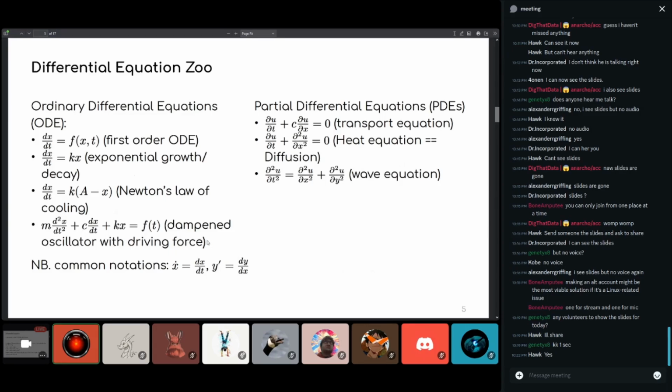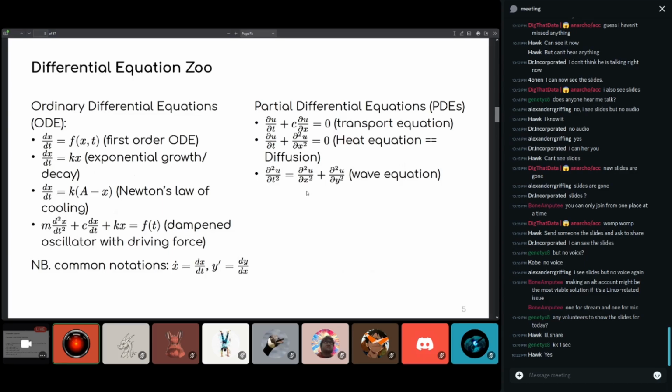So if you have this dx over dt term, you're no longer going to have a perfect cycle. You're still going to oscillate, but decay slowly towards 0. And then if you have an f of t term that's not 0, that's like a force pushing on your system in some way. And notice that here it depends on t.